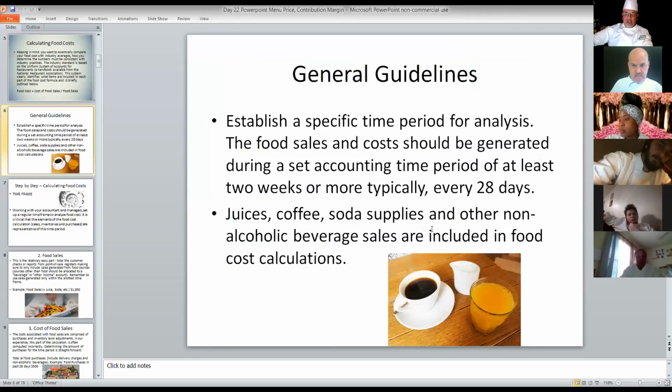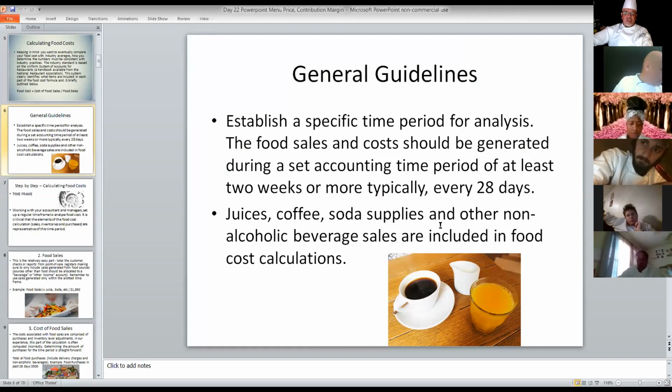Okay. General guidelines establish a specific time period for analysis. The food sales and costs should be generated during a set accounting time period of at least 2 weeks, or more typically every 28 days. Every month, we call those month-end inventories, because every month you have to submit your P&L statement. You've got to know where you're standing. You can't be like Daniel from Barbecue Sauce, not knowing how much money is coming in and not knowing how much money is going out.